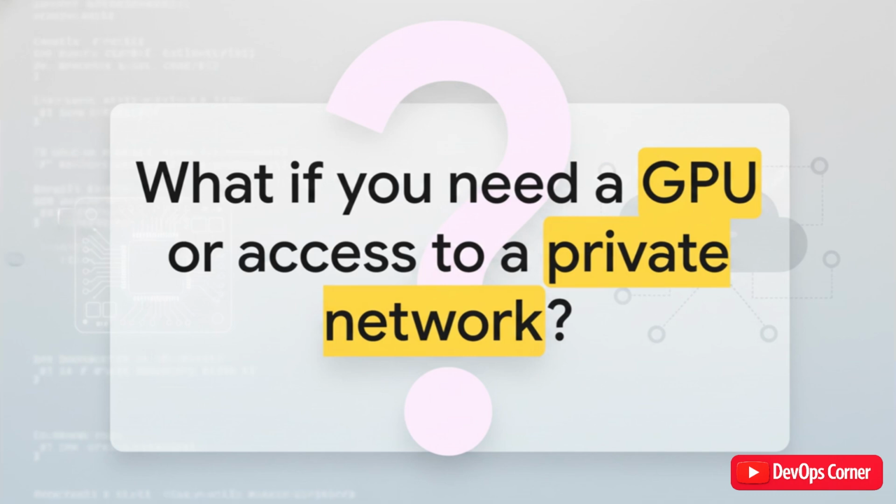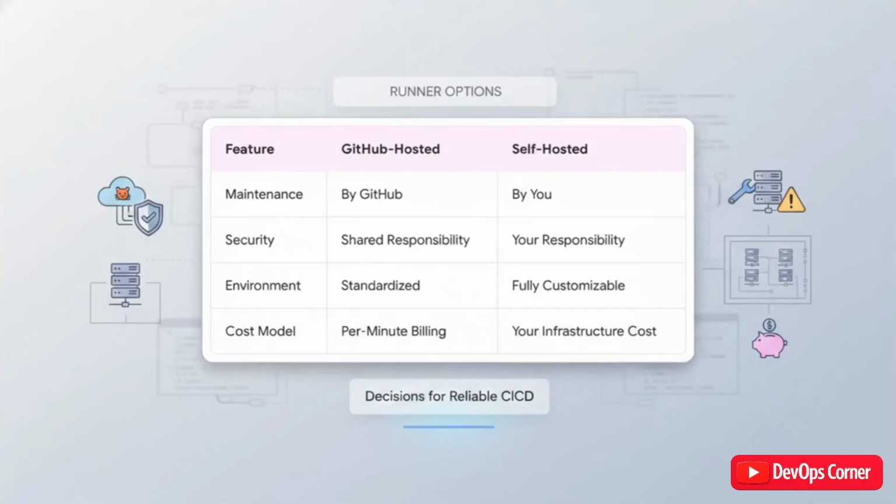Or maybe your deployment needs to connect to a database that's buried deep inside your company's private network. This brings us to a really critical decision point for any team building a serious CI/CD pipeline. Do you use the runners GitHub provides, or do you bring your own? With GitHub hosted runners, you get incredible convenience. GitHub handles the operating system, the security patches, all the maintenance, you just run your jobs.